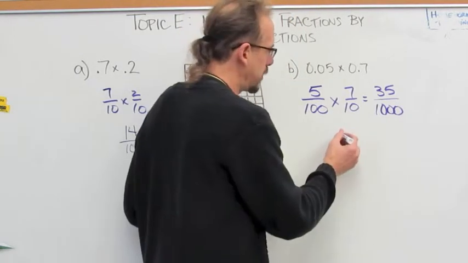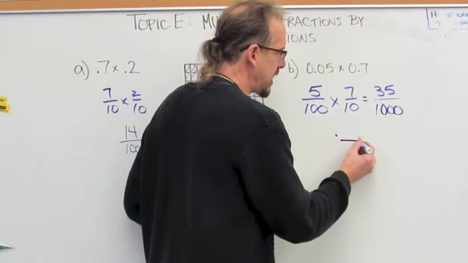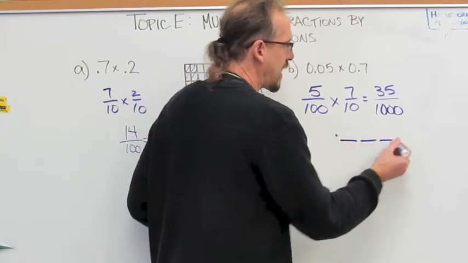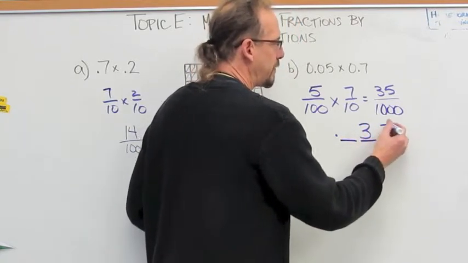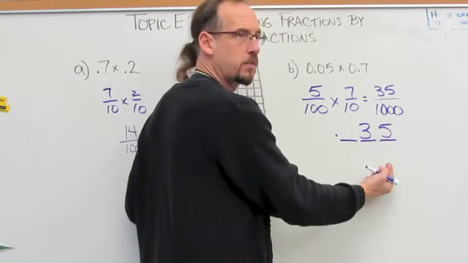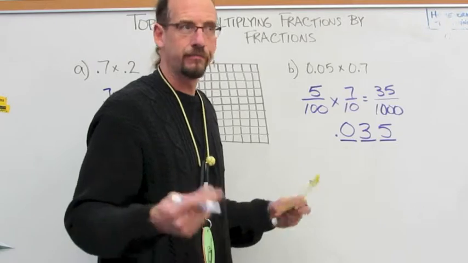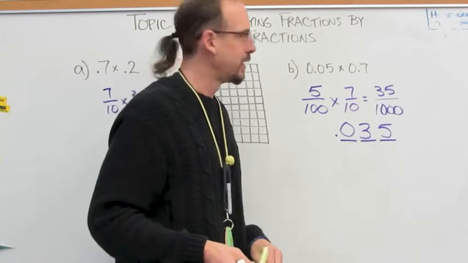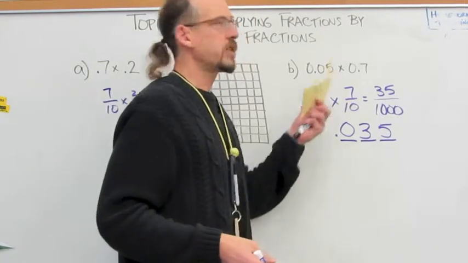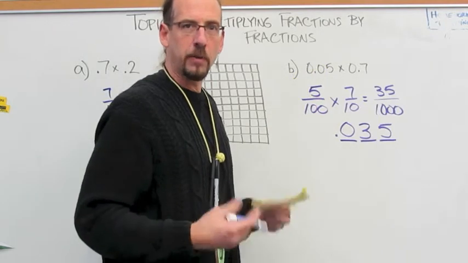And when we put it back into decimal form, it'll then look like this: tenths, hundredths, thousandths. We want the 35 to end up in the thousandth place, and we got to fill in the tenths place with something, otherwise it will be in the hundredths place. So we're going to use this to connect kids back to the idea of multiplying decimals.